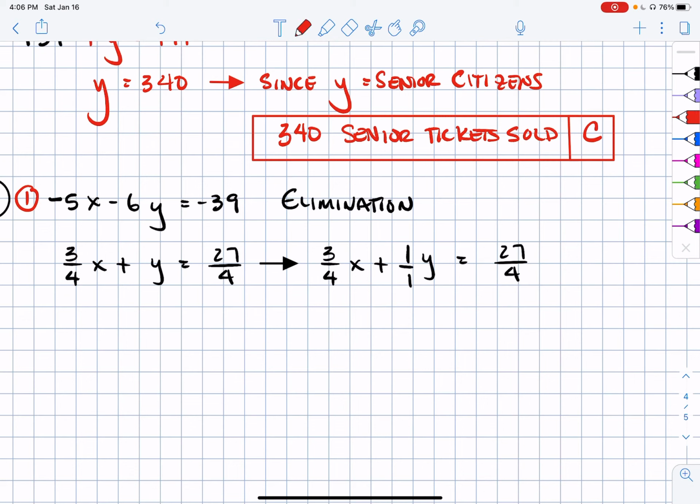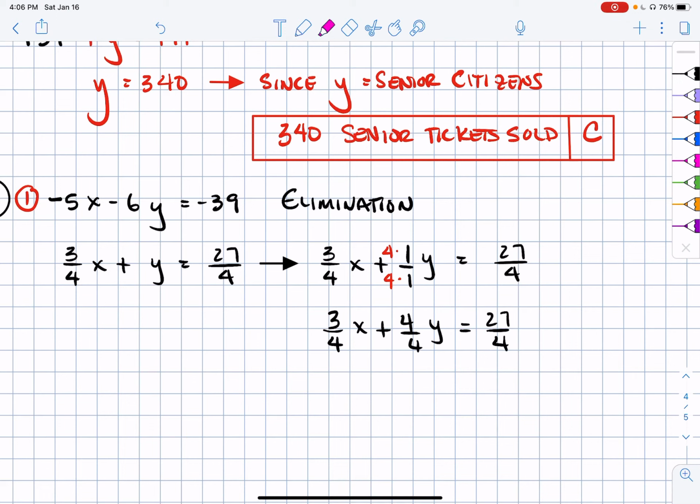So this is the only denominator that does not have a 4 in the denominator. But in order for me to get 4, I got to multiply it by 4. So if I do it to the bottom, I have to do it to the top, right? So I'm going to have 3 over 4x plus 4 over 4y is equal to 27 over 4.